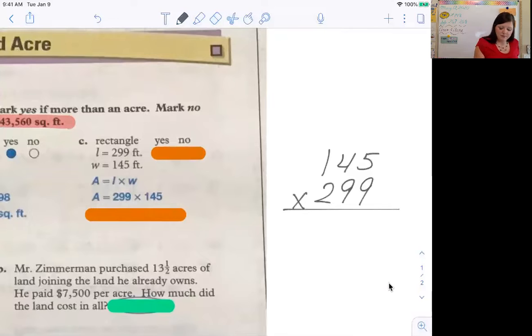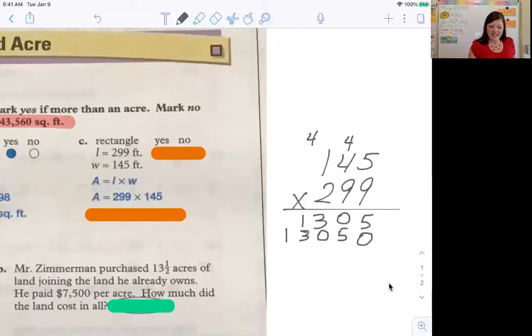5 times 9, 45. 4 times 9, 36. 36 plus 4, 40. Carry the 4. 1 times 9 is 9. 9 plus 4, 13. Guess what? Because we're multiplying by the exact same number, we can go ahead and just annex a 0 and copy those same numbers down. 5, 0, 3, 1, and we've just multiplied by 9 again. Now it's time to annex 2 zeros. This time, let's go ahead and cross out what we carried to get ready to multiply by 2.